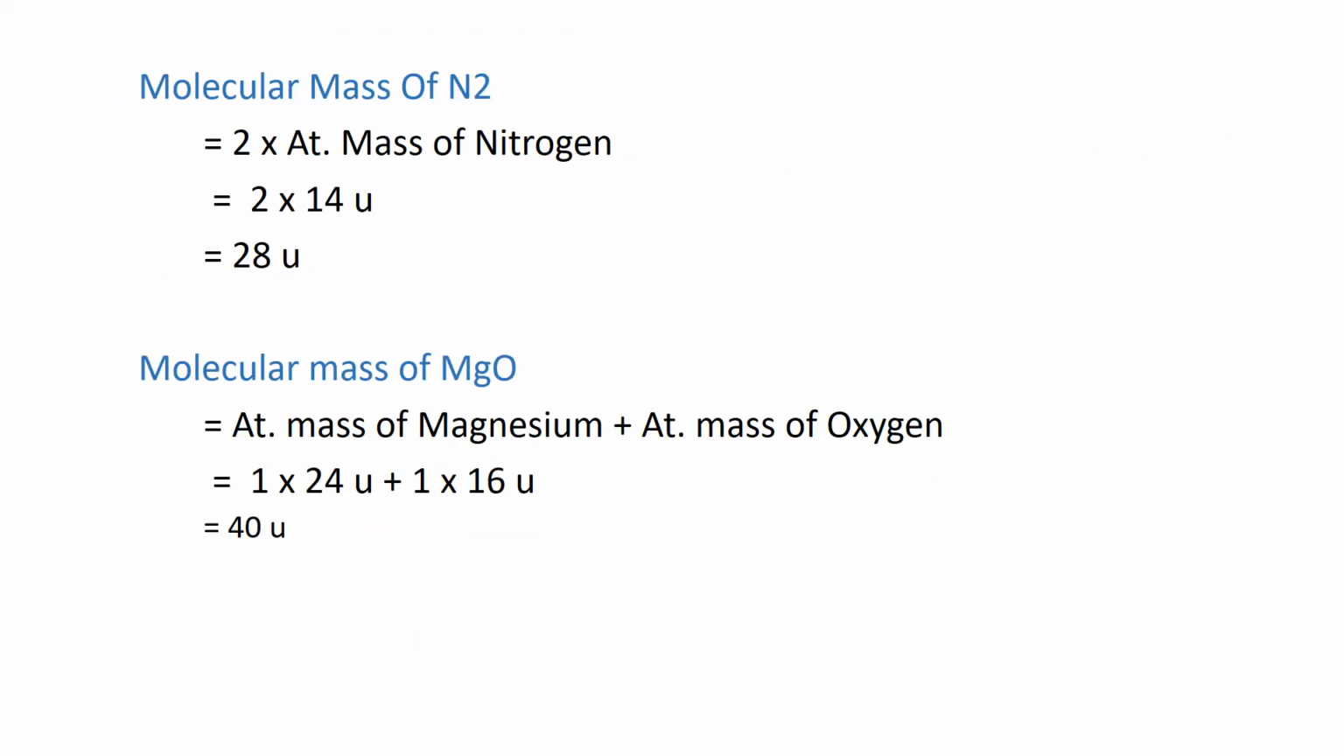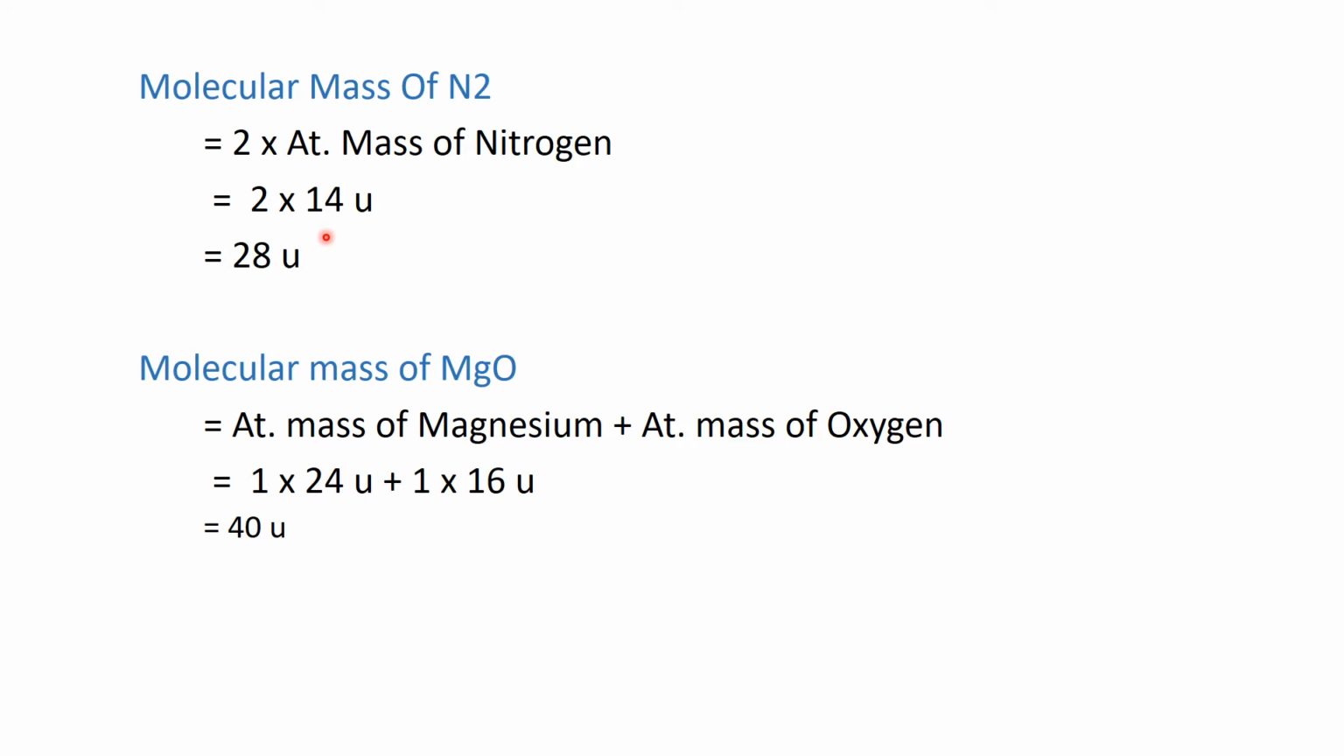Some more examples are here. Molecular mass of nitrogen gas. You know the formula of nitrogen gas is N2. It has 2 atoms of nitrogen. So what will you do? You will just multiply the atomic mass of nitrogen by 2. So 2 multiplied by 14 u, because the atomic mass of nitrogen is 14 u, becomes 28 u.